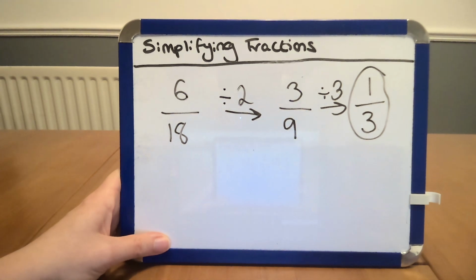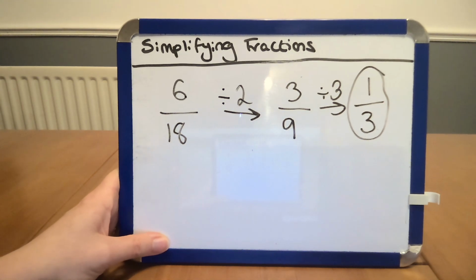I know that that's as simple as it will go because the numerator is a 1. So when I get the numerator to 1, that is as simple as it will go. That is not always the case, however.